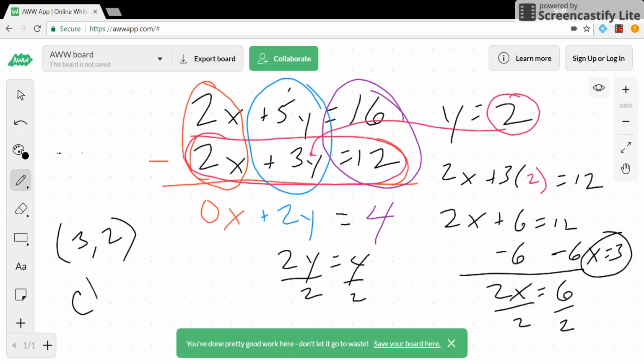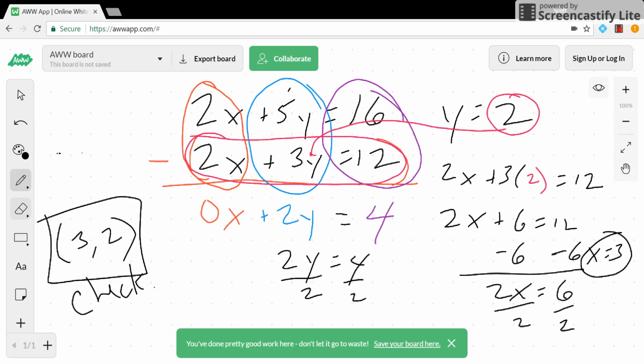I could always check and verify that it's true for both of these equations. 2 times 3 is 6. 5 times 2 is 10. 6 plus 10 is 16. 2 times 3, well, that's 6 again. 3 times 2 is another 6. 6 plus 6 is 12. Super. It works. It's great. I got it checked off. I've got my answer. X is 3, y is 2. Let's try one more just to make sure we get the hang of it.